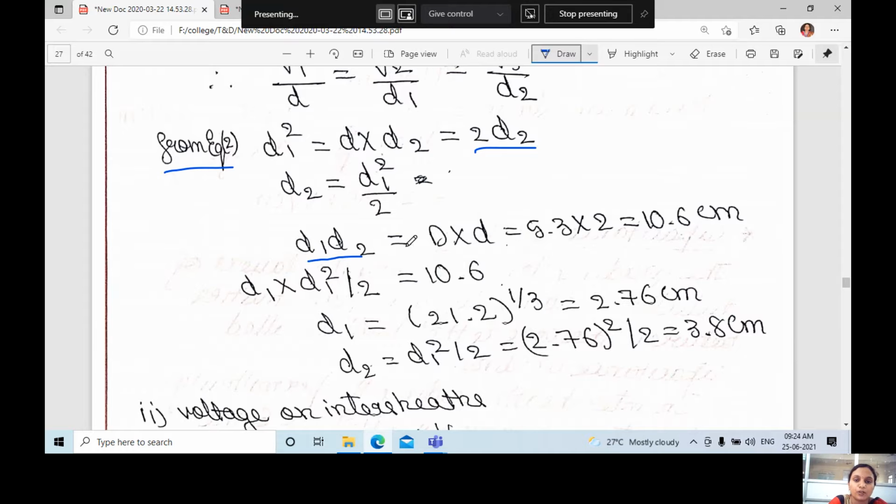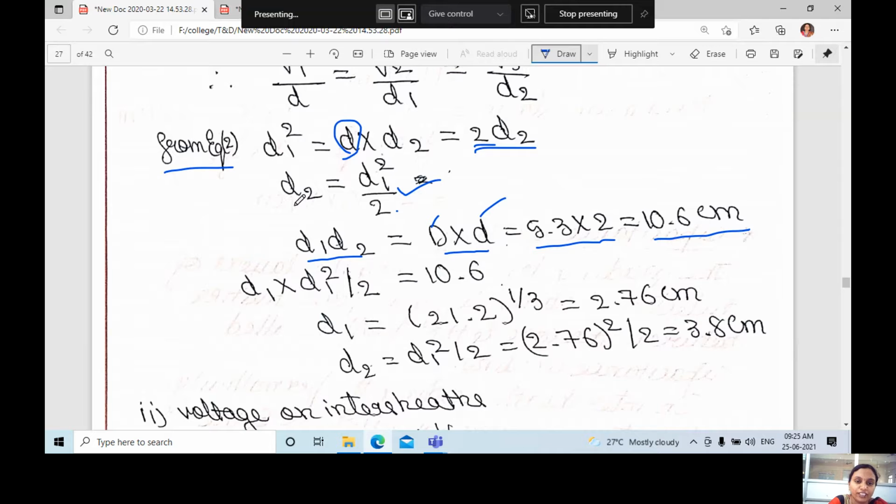D1 into D2 is equal to capital D into small d, that is equal to 5.3 into 2. We know the value, that is D value and small d value. So substitute, you will get 10.6 centimeter. That means D1 into D2 is equal to 10.6 centimeter. D1 into D1 square divided by 2, because D2 value is this one. Here small d value is 2. So 2 times D2, that is 2 into D2 you will get. So D2 is equal to D1 square divided by 2.